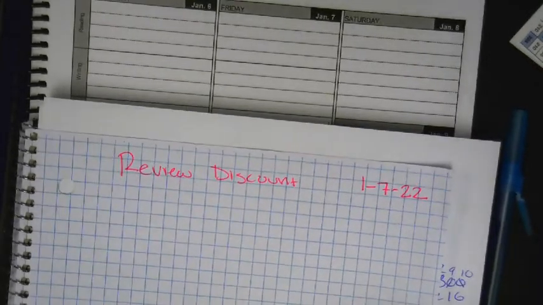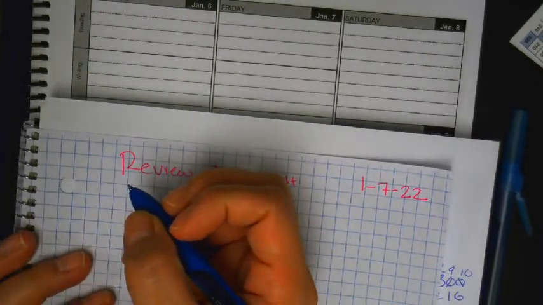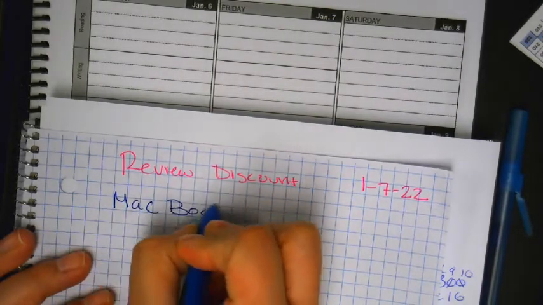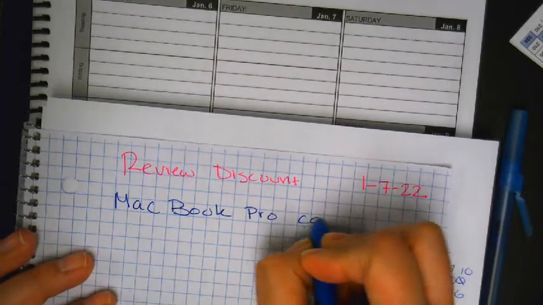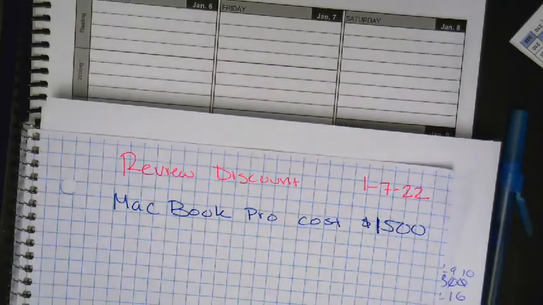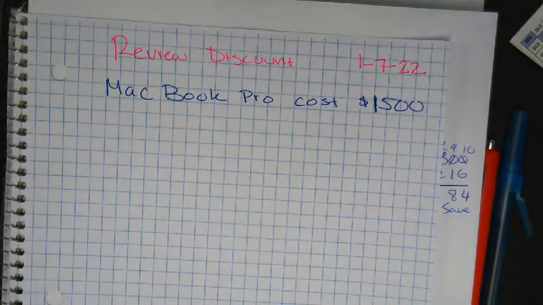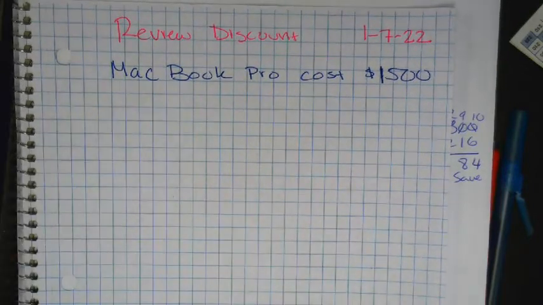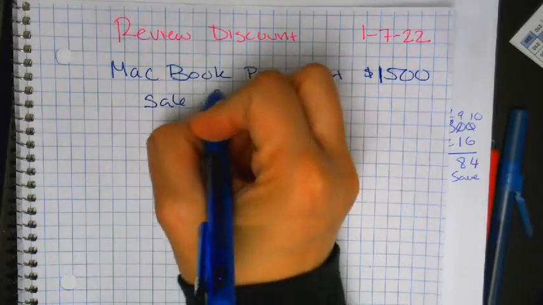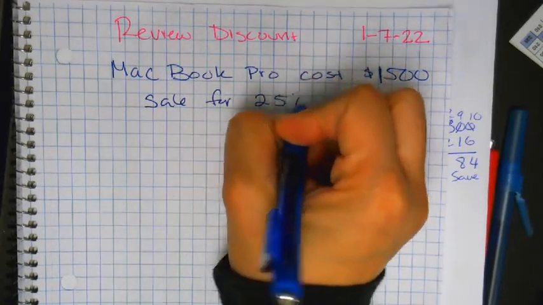Let's say I have a MacBook Pro that costs, let's say, $1,500. MacBook Pro, so laptop. You can just get a Chromebook for $100. That's true. But it doesn't have an Apple sticker or an Apple icon on it. You can buy one. It is on sale for 25% off.